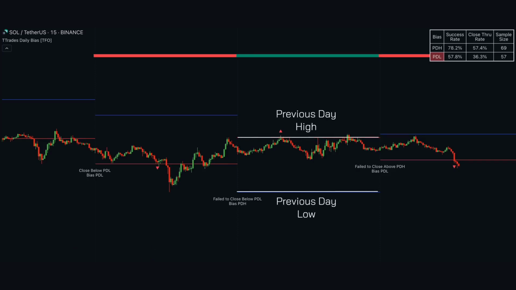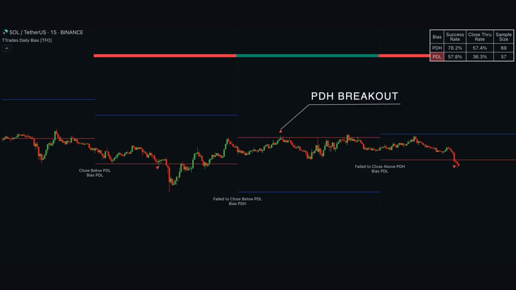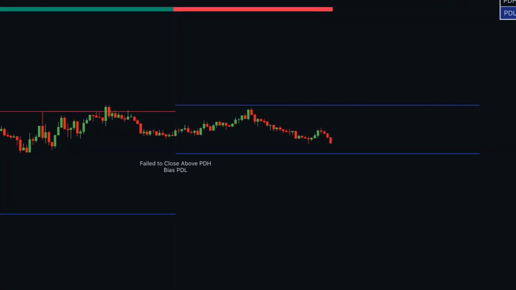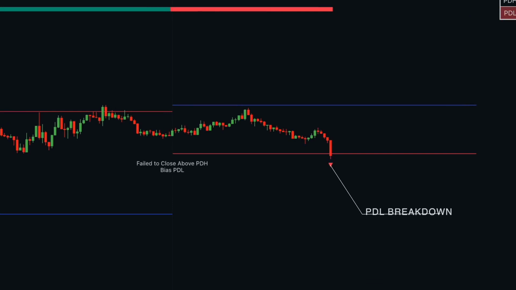They start out as blue and turn red once traded through. These are the default colors, which can be changed in the indicator's settings. The triangles you see are plotted to indicate the time at which PDH or PDL was traded through. This color scheme is also applied to the table in the top right. Once a bias is determined, that cell's color starts out as blue and turns red once the level is traded through.